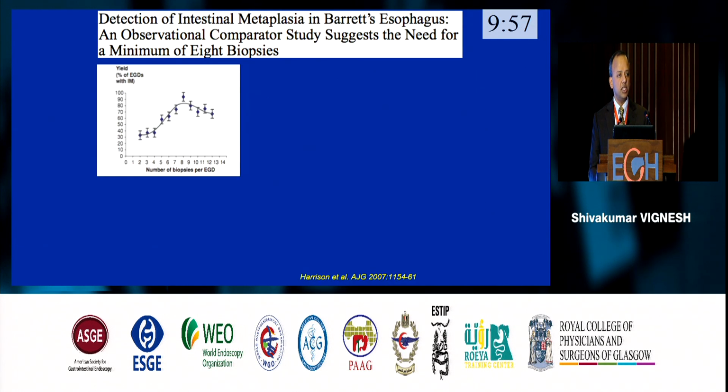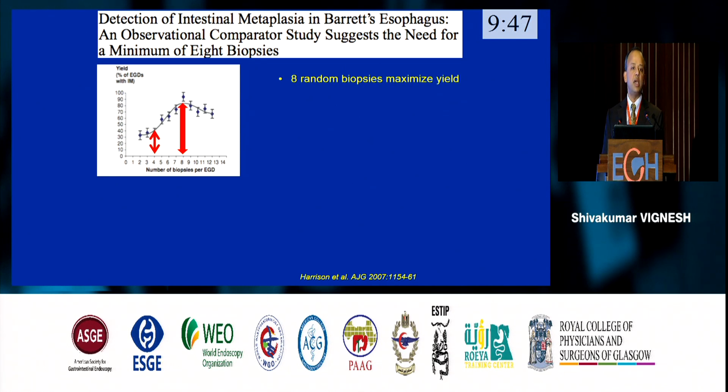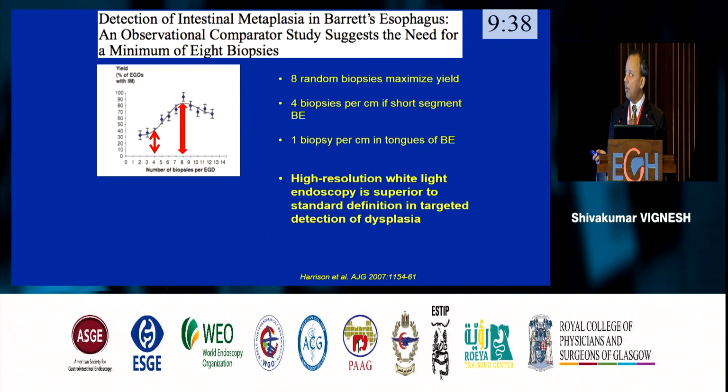Is there a magic number of biopsies that you should perform to increase your diagnostic yield of metaplasia? This study says if you do 8 random biopsies in the Barrett segment, you maximize your yield of detection of intestinal metaplasia. But if you have short segment Barrett's, 4 biopsies per centimeter is recommended, and 1 biopsy per centimeter of tongue of Barrett's.